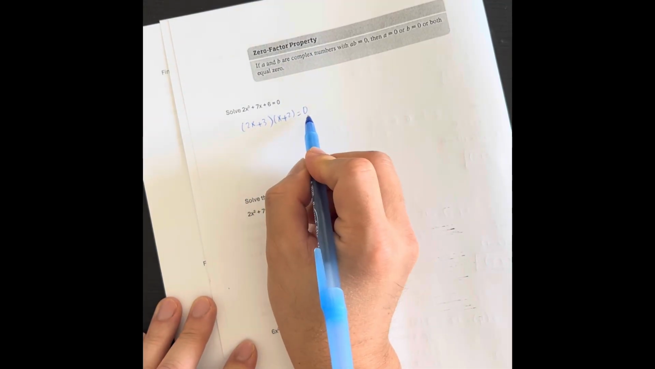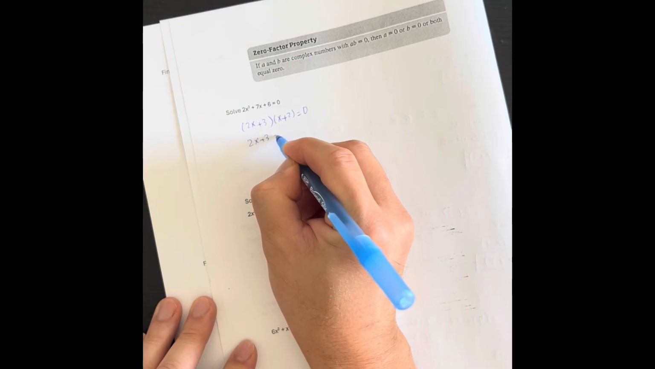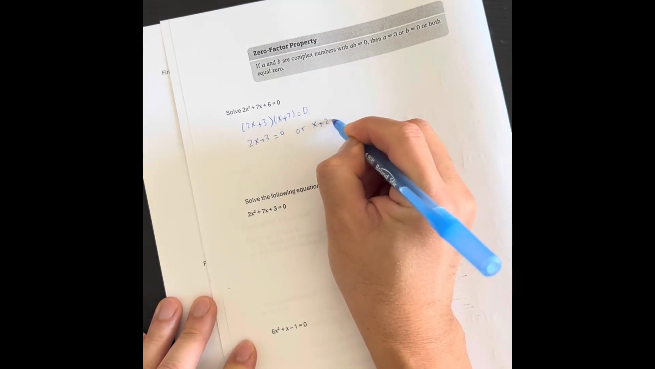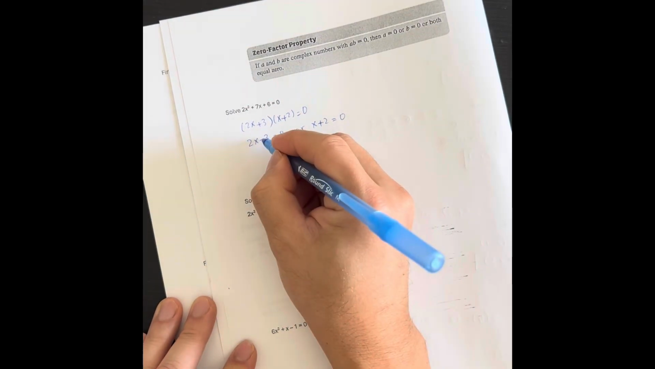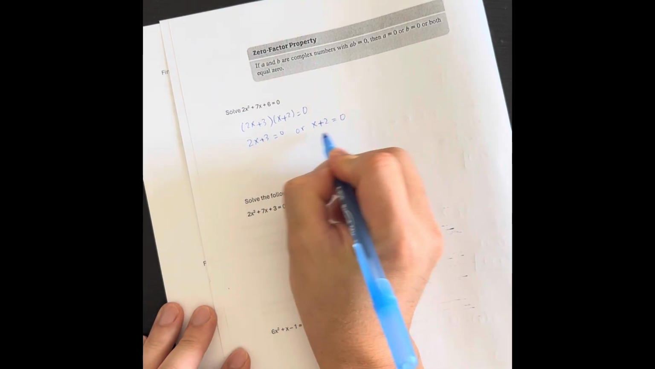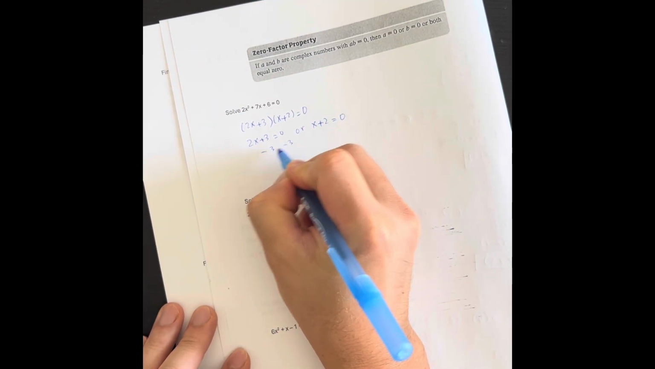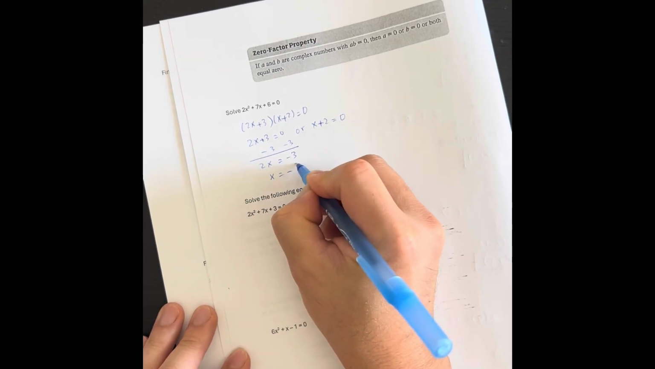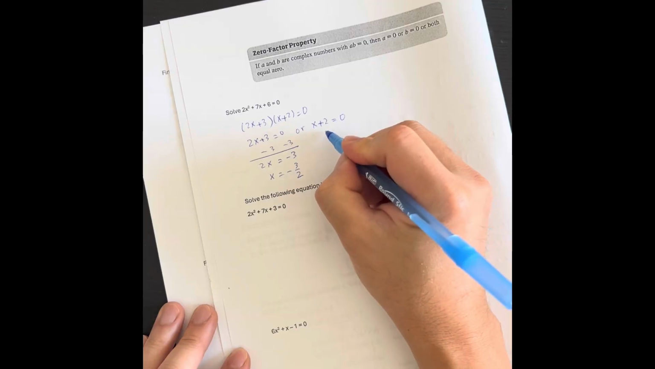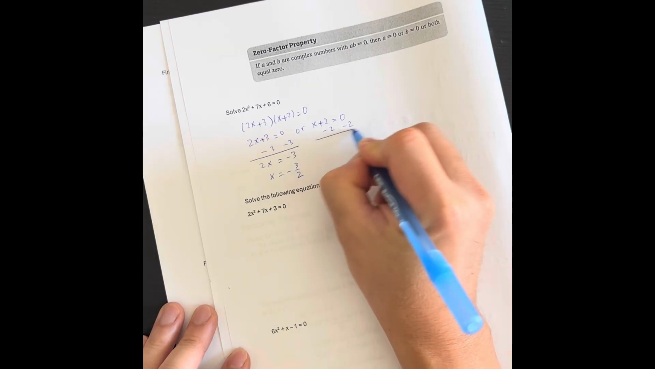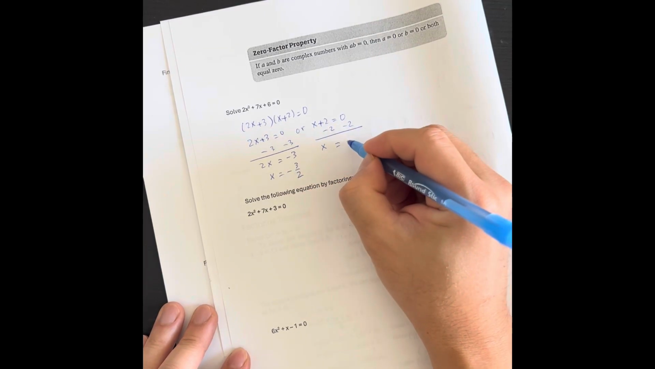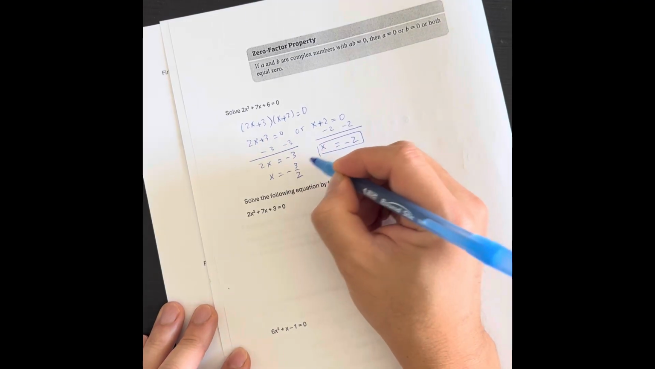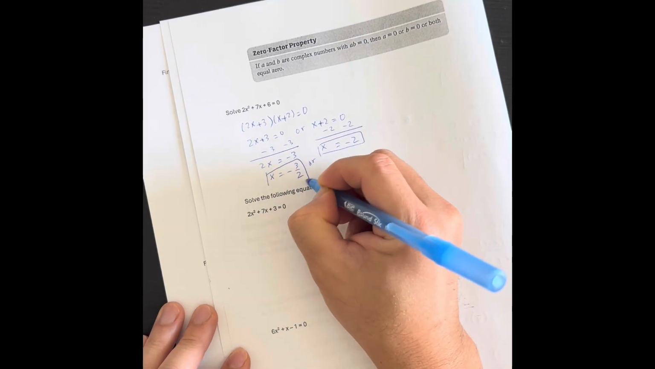So the product of two numbers is 0. That means 2x plus 3 is 0, or x plus 2 equals 0. And now we can solve each one for x. So 2x equals minus 3, so that x equals negative 3 halves. For this one, x would be equal to minus 2. Go ahead and try these and check the answers.